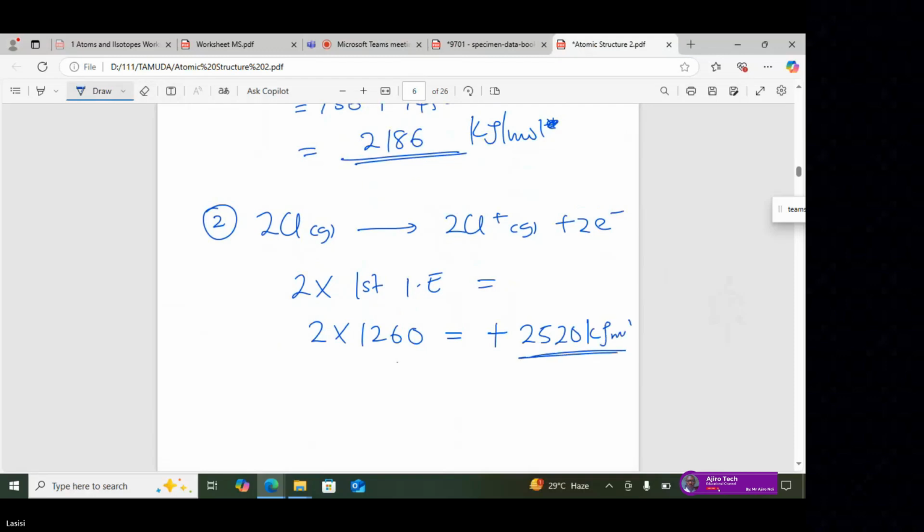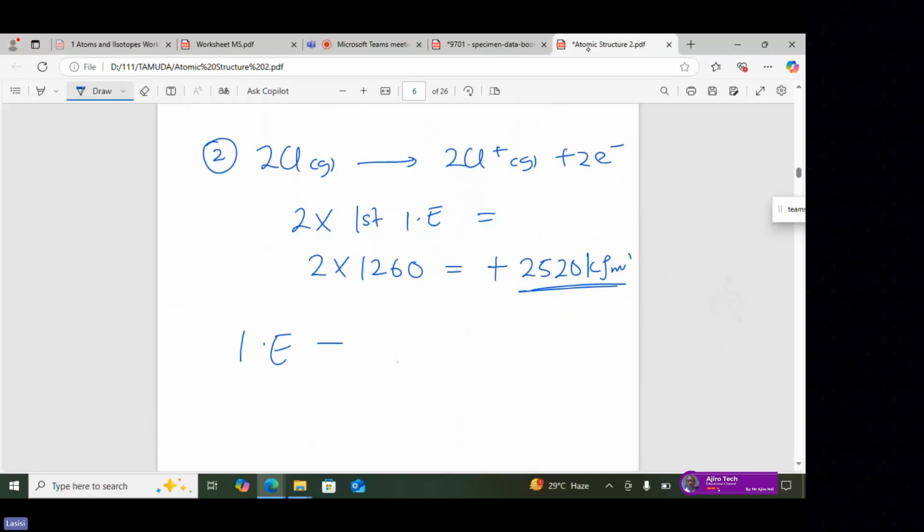You know the common endothermic and exothermic reactions. Ionization energy is an endothermic process. It is energy required, energy absorbed, so delta H is always plus.